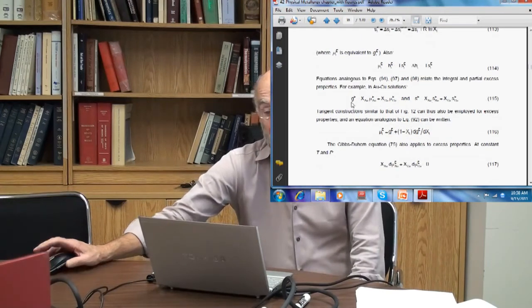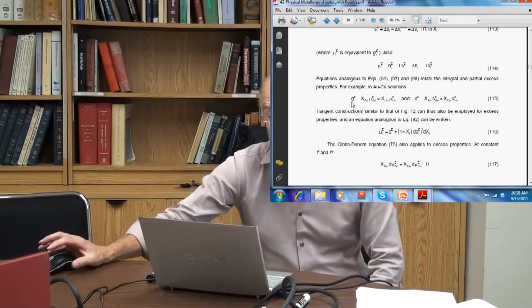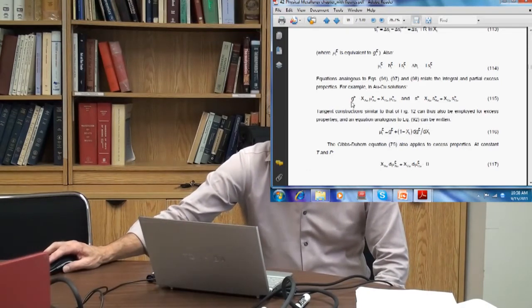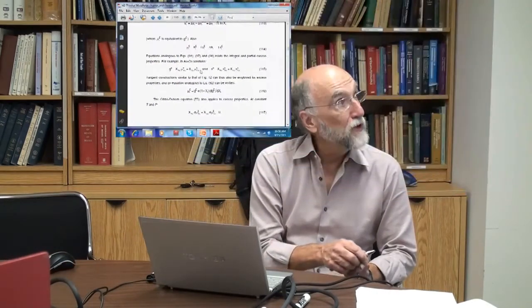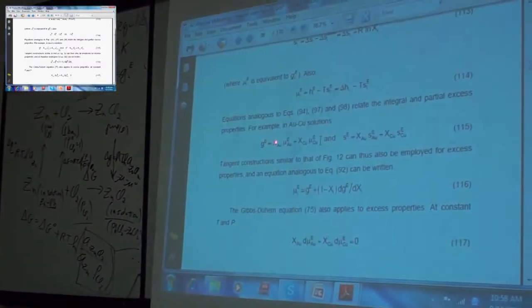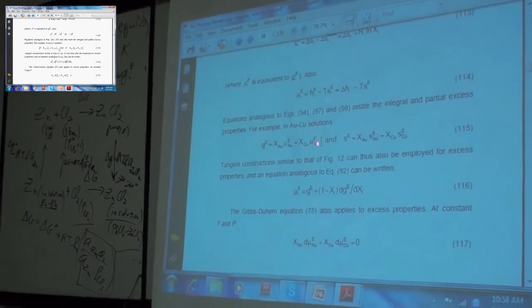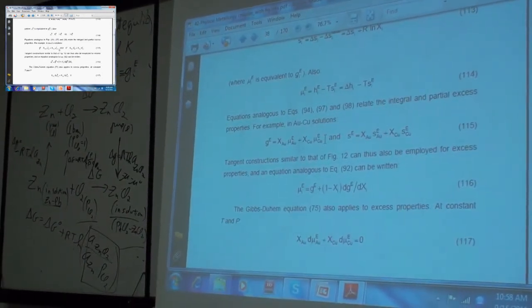And just as delta G is equal to x1 delta G1 plus x2 delta G2, you can do the same thing with the excess properties. The excess integral Gibbs energy is the weighted sum of the excess partial Gibbs energies, where mu excess is G excess. So G excess is x1 G excess 1 plus x2 G excess 2, or mu excess, whatever, and the excess entropies, and the partials, and so on.